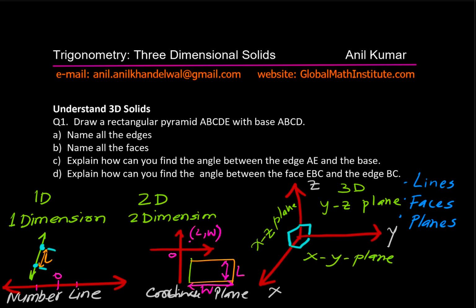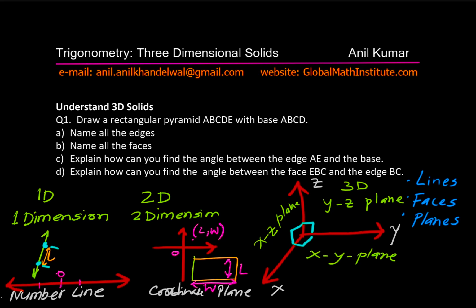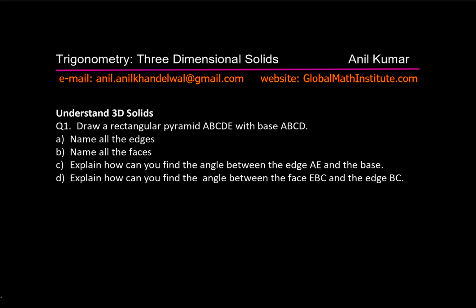Now, coming back to the question, we say draw a rectangular pyramid and then name the edges, the faces, and the angles between the edges and base. And how will you explain the angle? How will you find the angle between the face and the edge? Now, I hope with this concept, let's get into the real question which was being asked. So now we'll begin to draw a pyramid ABCDE with base ABCD. Now ABCD is a rectangle.